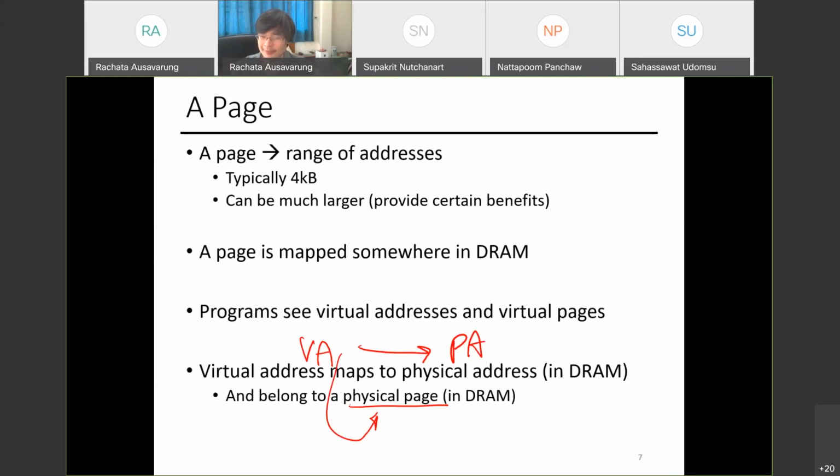Any questions so far? Which is basically what's a page, what's an address? Any questions here so far before I move on to the next definition?